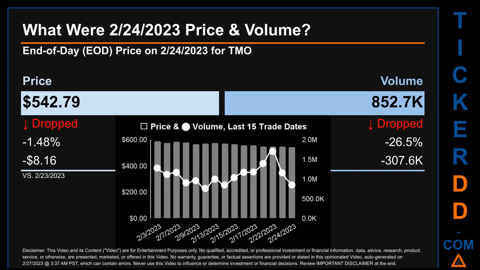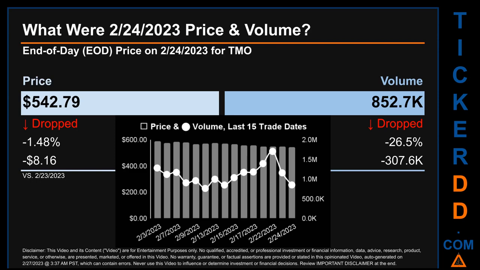What was end of day price and volume for TMO? On Friday, February 24, 2023, TMO had an end of day price of $542.79 and volume of about 852.7 thousand. Compared to the previous trading day, the price dropped 1.48%, losing $8.16, while volume dropped 26.5%, decreasing about 307.6 thousand.